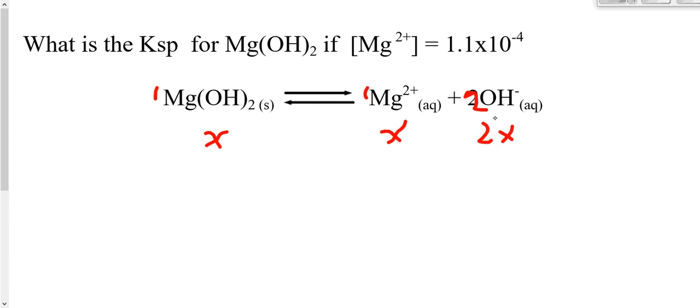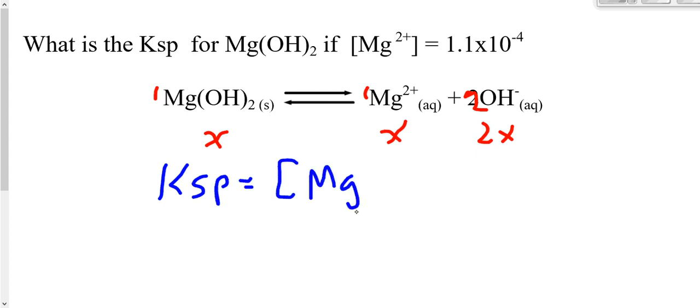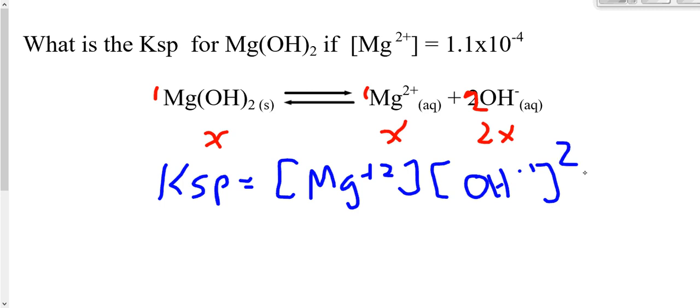Now, I look back at that balanced equation again to try to write my Ksp expression. So here's the money one, here's the mark on a test. Ksp equals the concentration of my magnesium plus 2 ion times the concentration of my OH minus 1 ion. And remember what I do with the 2? Square it. The 2 goes outside the brackets as a squared.